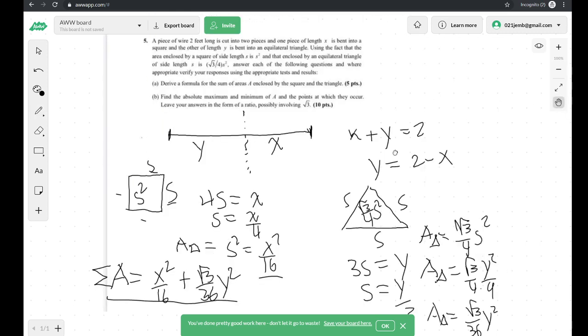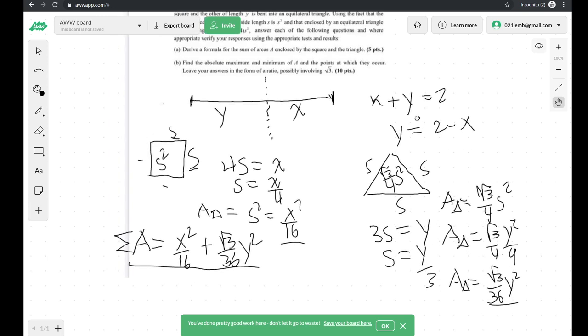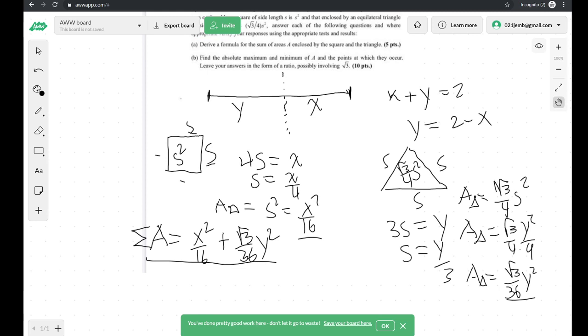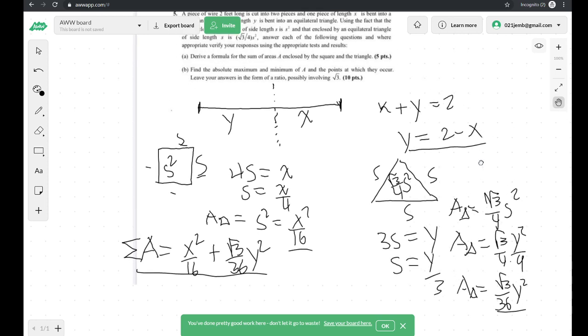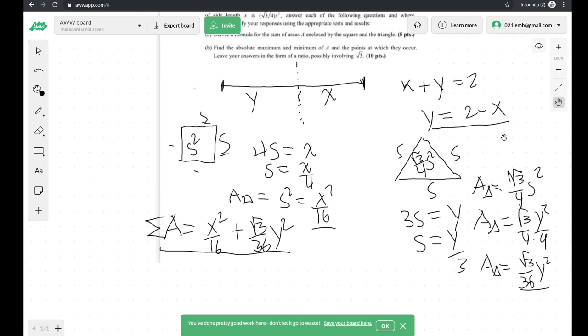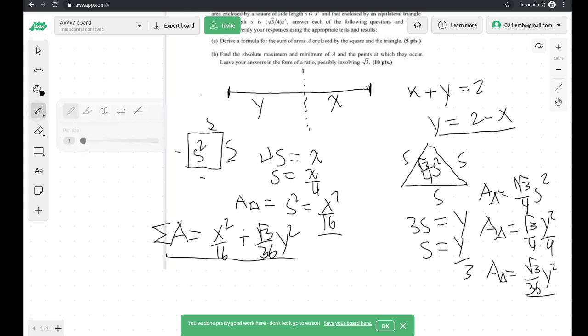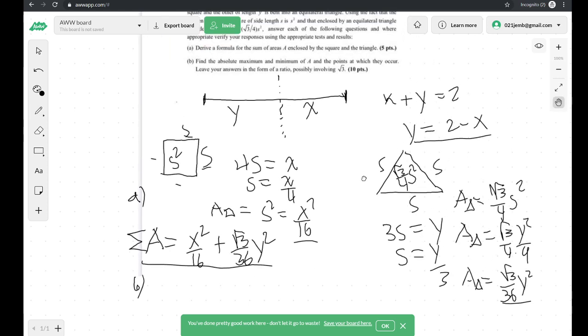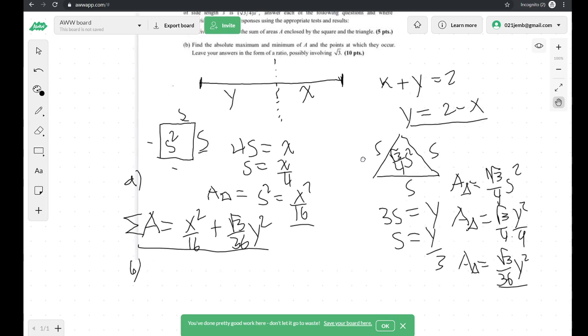Now, keep in mind that the total length is 2 feet, okay? So that means this formula still holds as a relationship between x and y. Now, for part B, okay, so this was part A. For part B, we're going to find the absolute maximum and minimum of the area and the points at which they occur. Leave your answers in the form of a ratio, possibly involving radical 3.